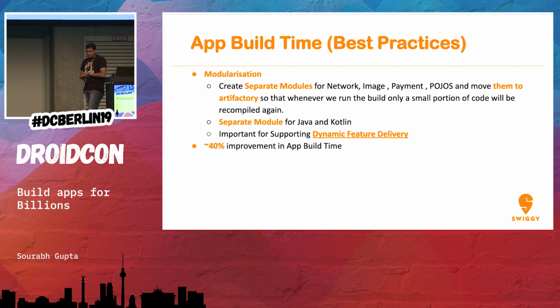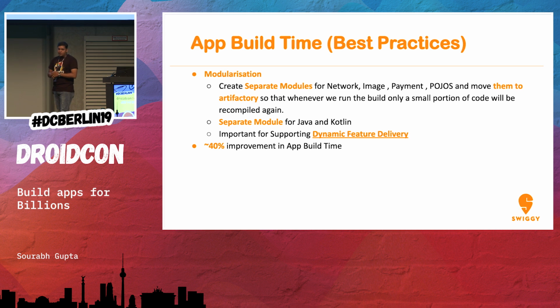Now, next comes the modularization. What we have done is divide our code into 10 to 15 modules. The advantage of modularization is that if you change the code in one of the modules, you don't need to compile the other modules. So we migrated all our modules to Artifactory, and we are using that Artifactory in Gradle. Whenever we update one module, we don't need to recompile the code of the other modules.